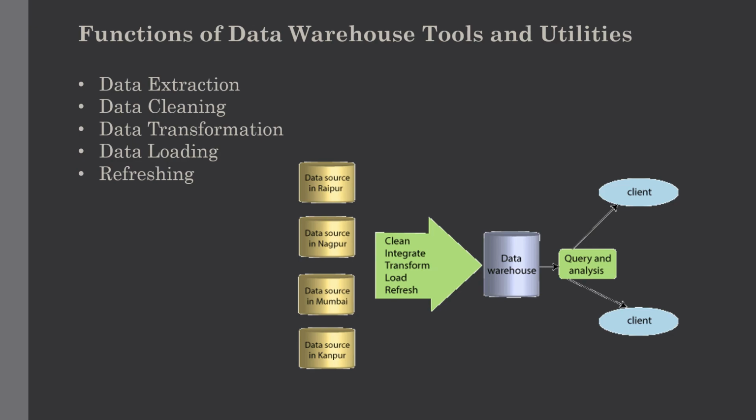The next process is data loading. It involves sorting, summarizing, consolidating, checking the integrity, and building indices and partitions. Data loading is a very vital part. Let's consider the example of the banking system we have seen. In this case, all the data present in our database will be sorted, summarized and consolidated in this process. And the last function is refreshing, which involves updating from the data sources to the warehouse.